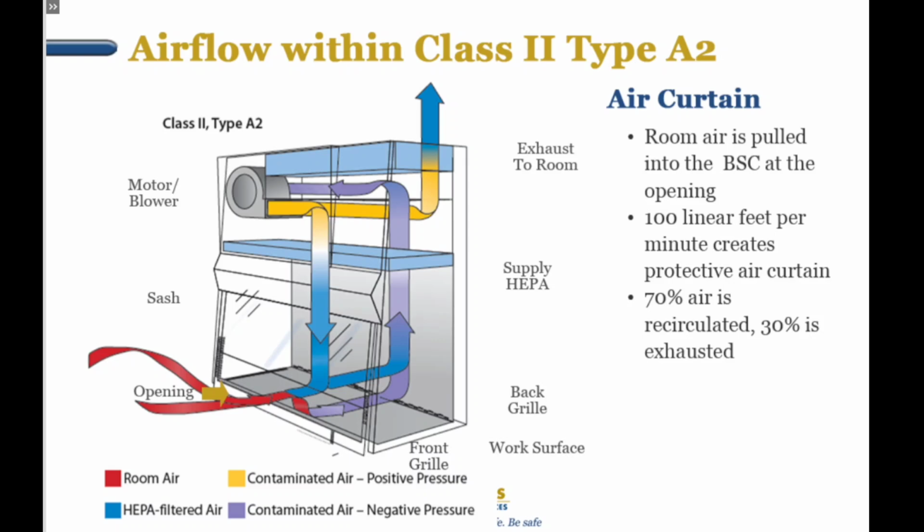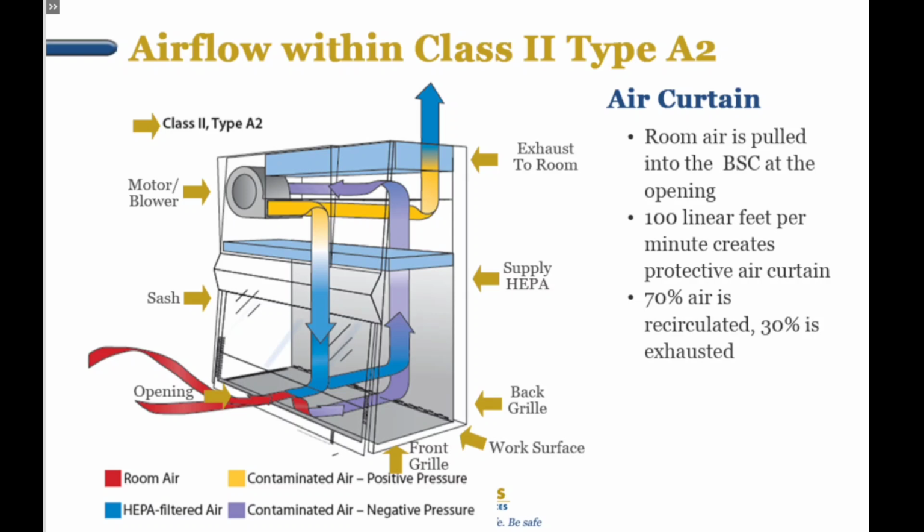100 feet per minute is roughly equivalent to 1 mile per hour. At this pace, a person will take about 2 seconds to walk a 3-foot distance, which is slightly longer than the average stride length. This inflow of air at the opening creates a delicate curtain of air that serves as a barrier between you and the biohazardous materials inside the cabinet.